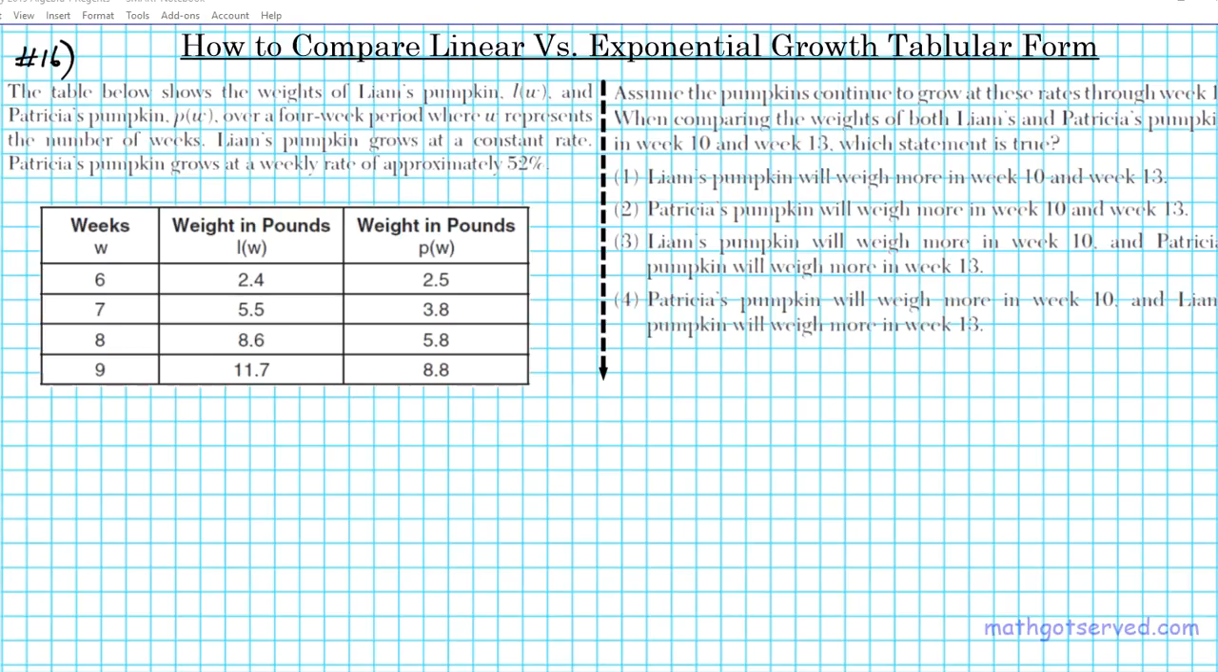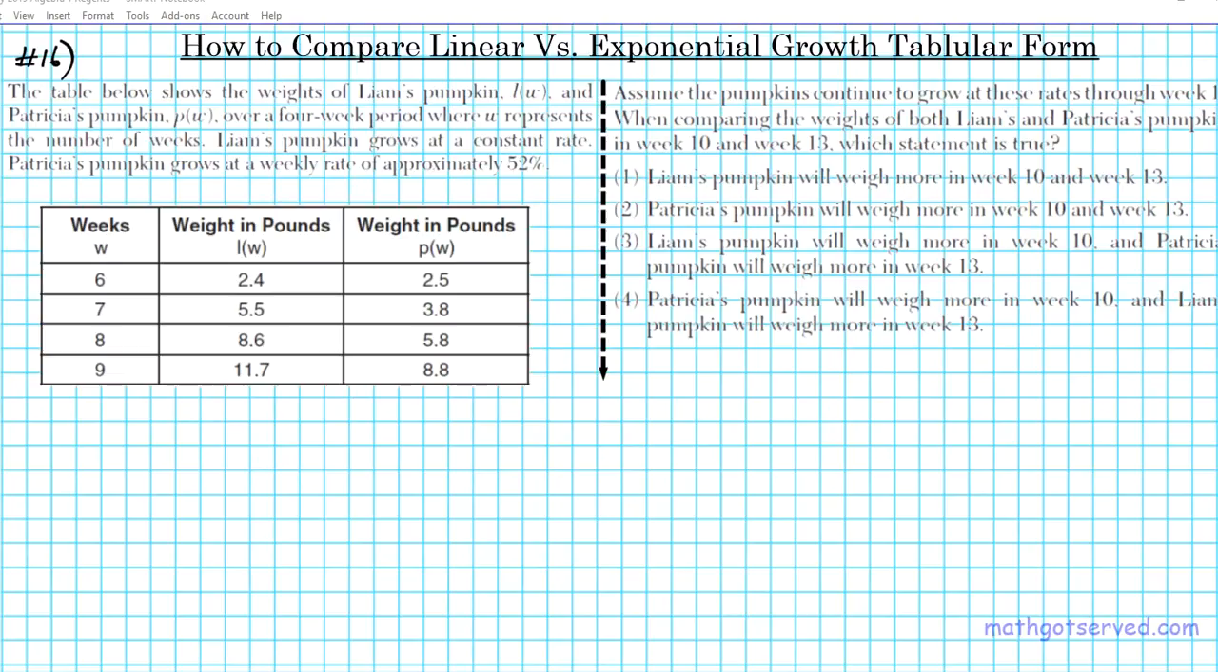Okay, so the question reads, the table below shows the weight of Liam's pumpkin, L of W, and Patricia's pumpkin, P of W, over a 4-week period, where W represents the number of weeks. Liam's pumpkin grows at a constant rate. Patricia's pumpkin grows at a weekly rate of approximately 52%. Question: assuming the pumpkins grow at these rates through week 13, when comparing the weights of both Liam's and Patricia's pumpkins in week 10 and week 13, which statement is true?